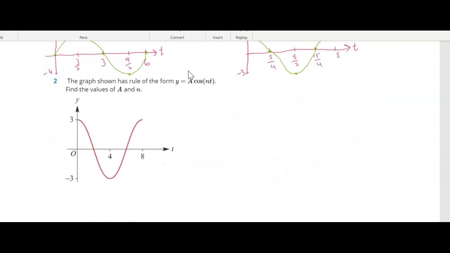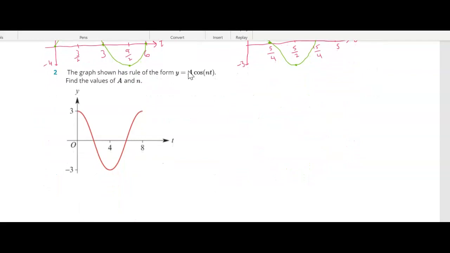All right, let's move on to question 2. So the graph shown below is in the form a cos nt. All right, so this isn't a hard one. So A is clearly 3. Amplitude is always the easiest one to see, okay, because it's just whatever is on the y-axis.